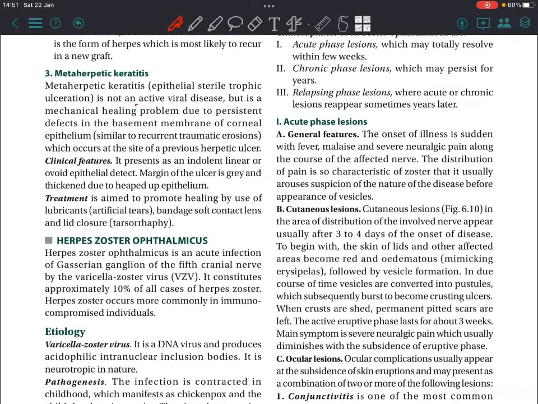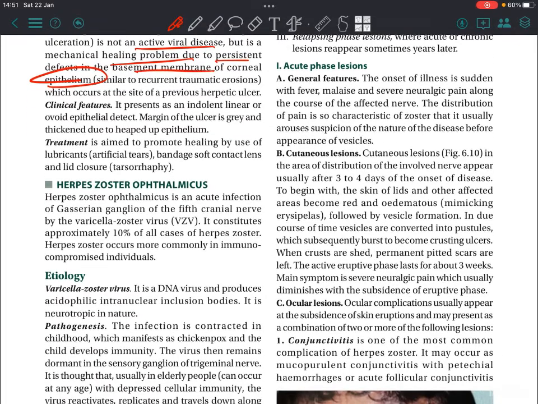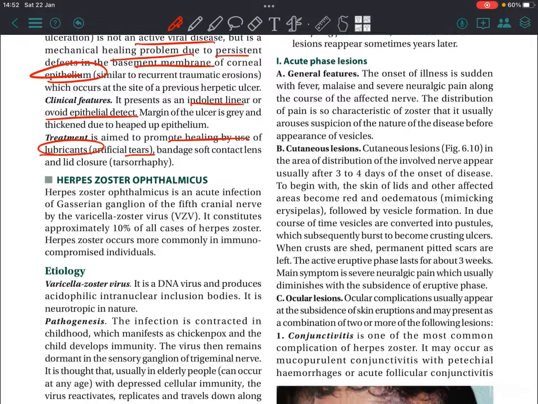Metaherpetic keratitis is not an active viral disease but a mechanical healing problem due to persistent defect in basement membrane of corneal epithelium. Clinical feature: presence of indolent linear or oval epithelial defect. Treatment: promote healing by use of lubricant, artificial tears, methyl cellulose, etc.